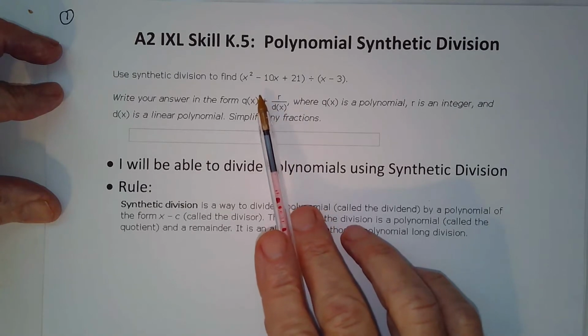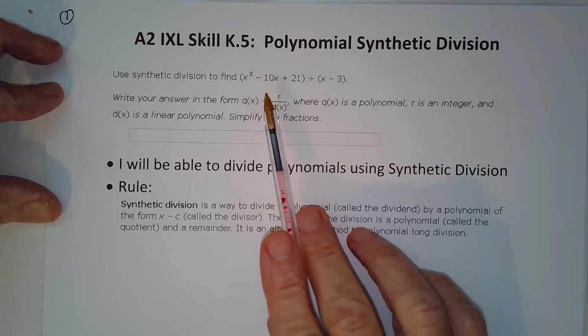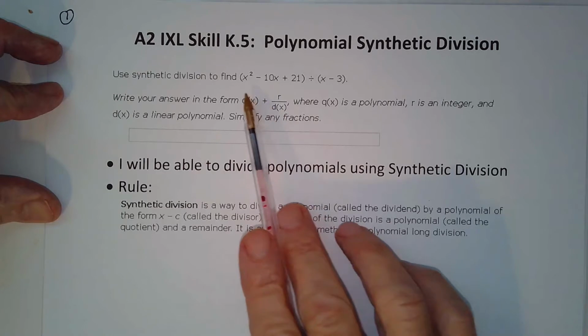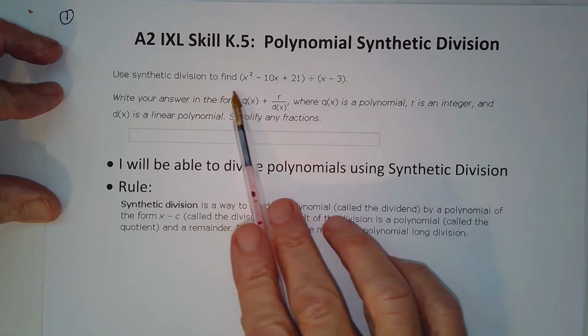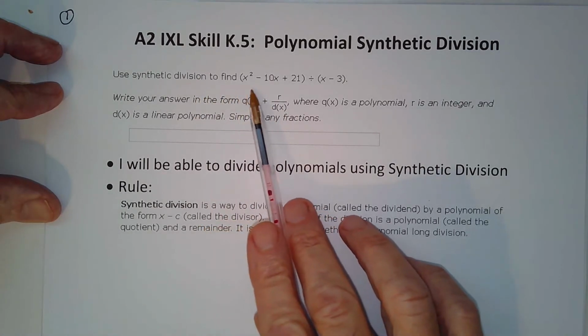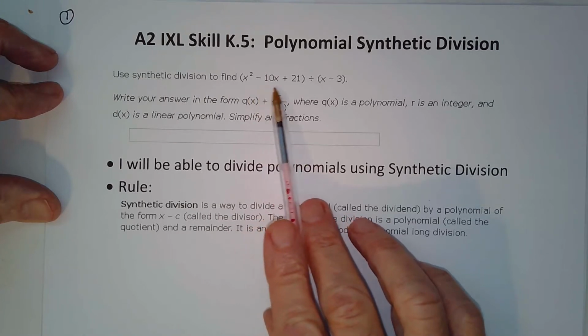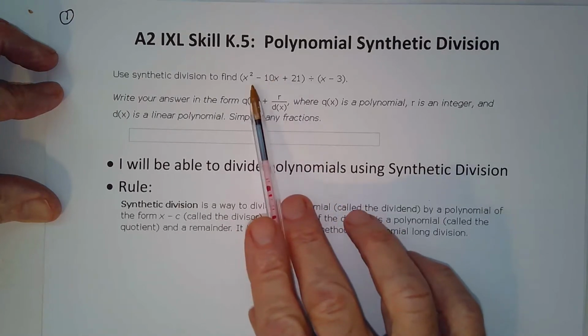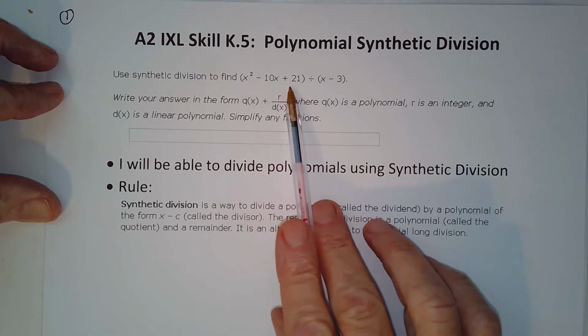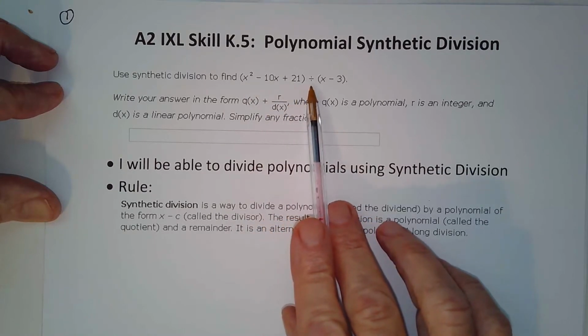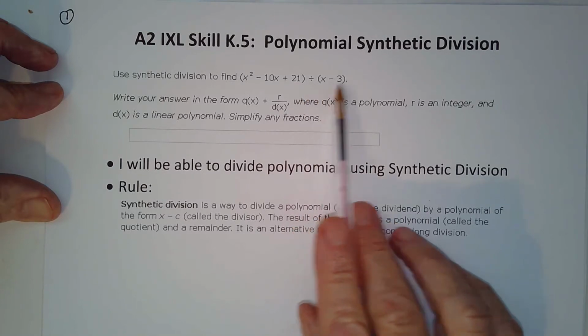So I want to go back over it because it's something that you're going to be using as you move forward. So here we're going to use synthetic division to find, in this case, this polynomial is x squared minus 10x plus 21, to find out what its quotient would be if we divided it by x minus 3.